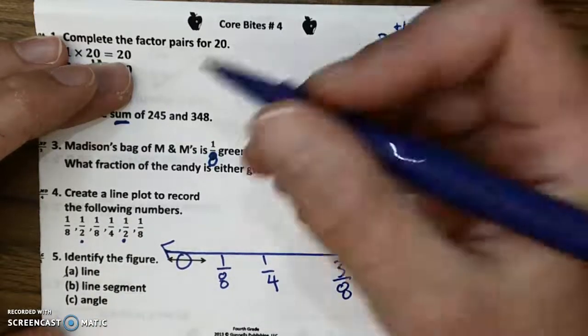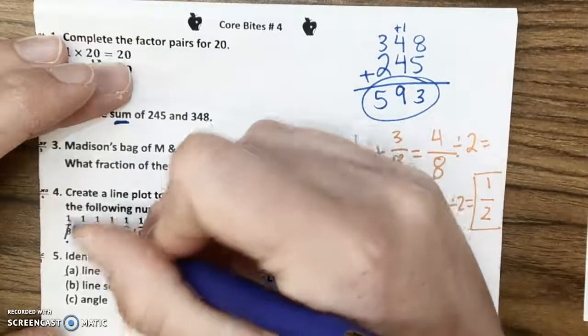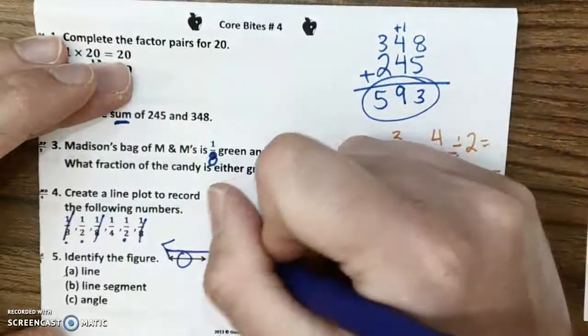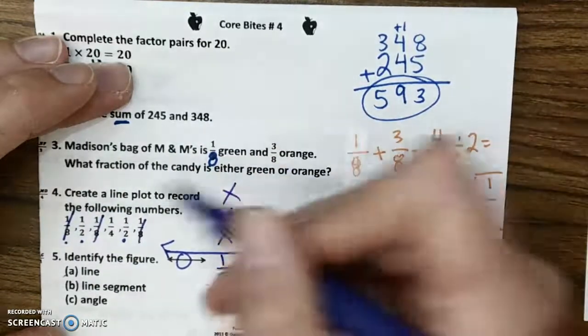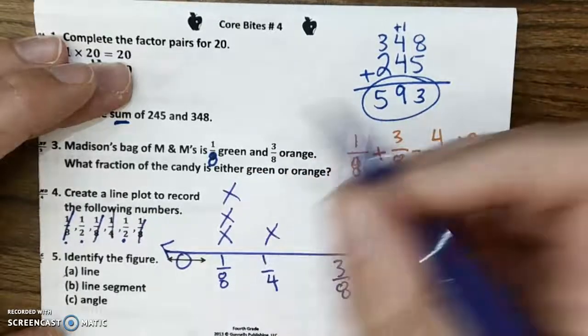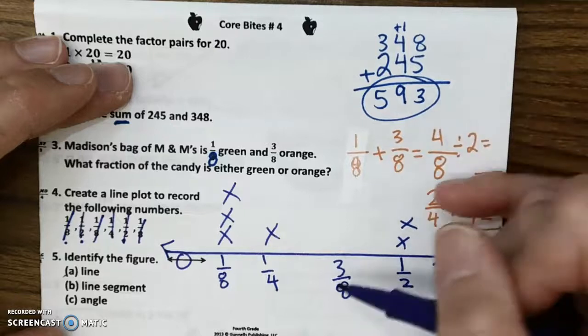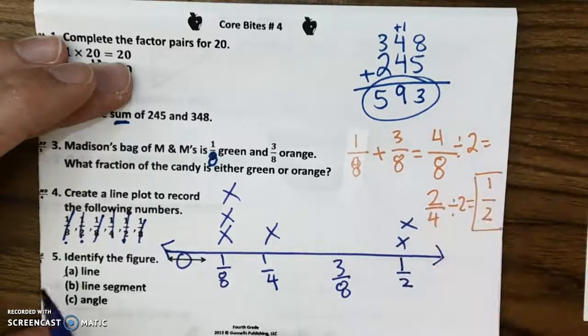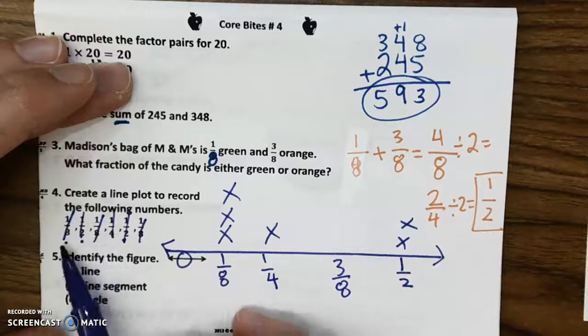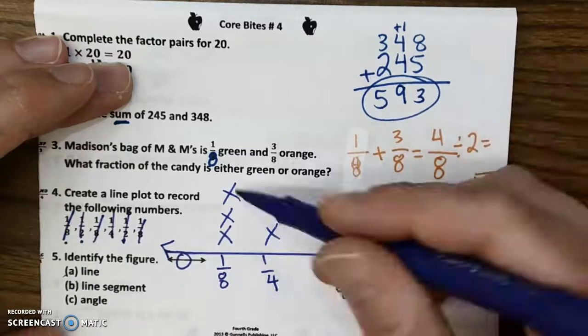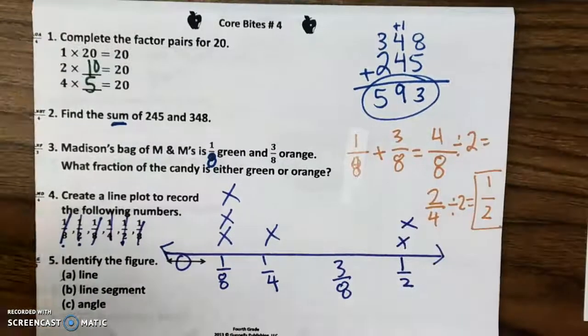So for the 1/8, we have 1, 2, 3 of them. For the 1/4, we have 1 of them. For the 1/2, we have 2 of them. And then for 3/8, we don't actually have any, but we did have 1, 2, 3 of the 3/8. But we already put those over here because they were 1/8. Okay?